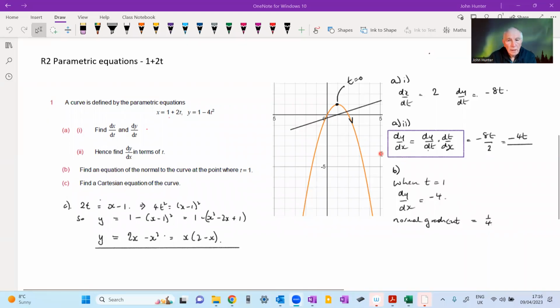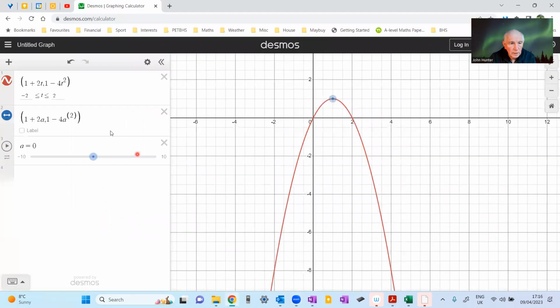Right, we've got a worked example here for parametric equations, and this is to do with a curve defined by the parametric equations x equals 1 plus 2t and y equals 1 minus 4t squared. Incidentally, I've drawn this here using Desmos. So this is how you enter the parameters for a parametric equation.